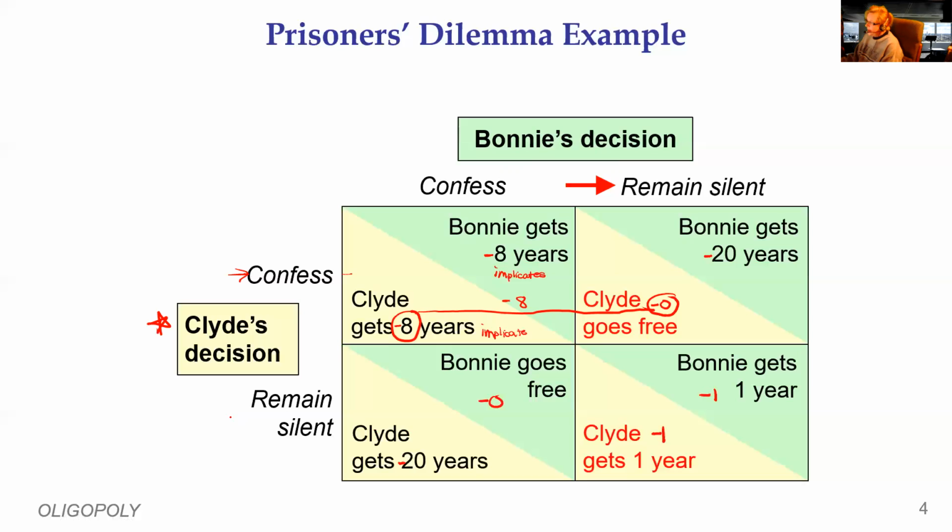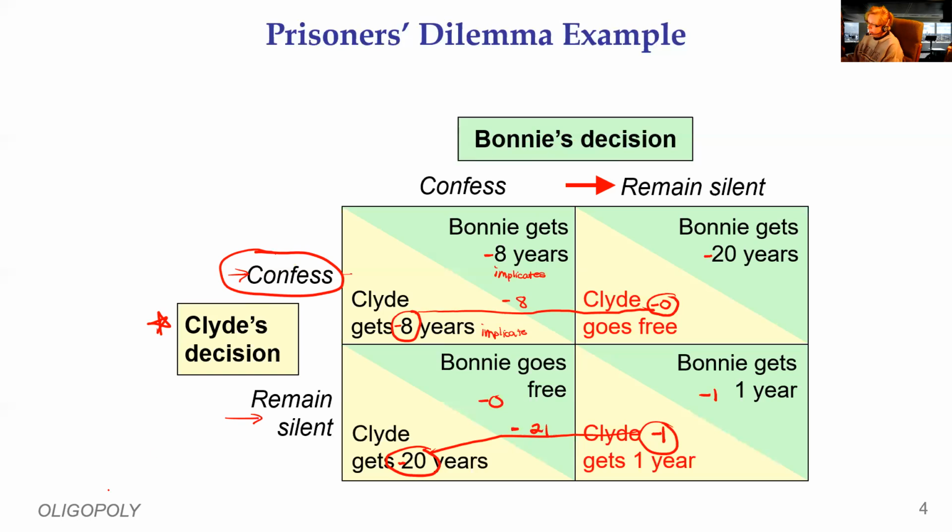Okay, Clyde can remain silent. If Clyde remains silent, he can either get -21 years or -1 year. So I'm going to add those two together for Clyde, and I get a -21. Well, -8 is better than -21, right? I'd rather spend 8 years than 21 because it's on this top row. Clyde's dominant strategy will be to confess.